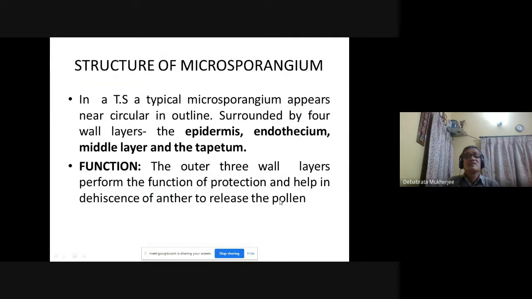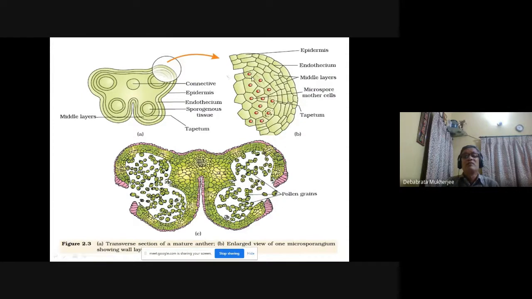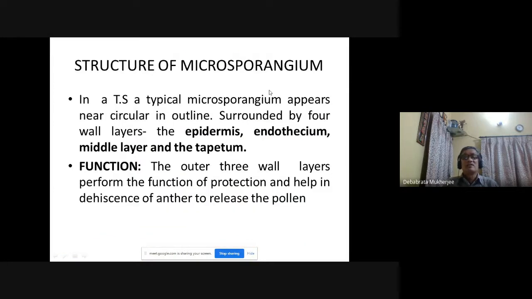Let's discuss subsequently. A microsporangium appears near circular in outline. As you see, from outside to inside, there are the epidermis, endothecium, middle layer, and tapetum. So now what is the function? The outer three wall layers perform protection, and they help the dehiscence of the anther to release the pollen.